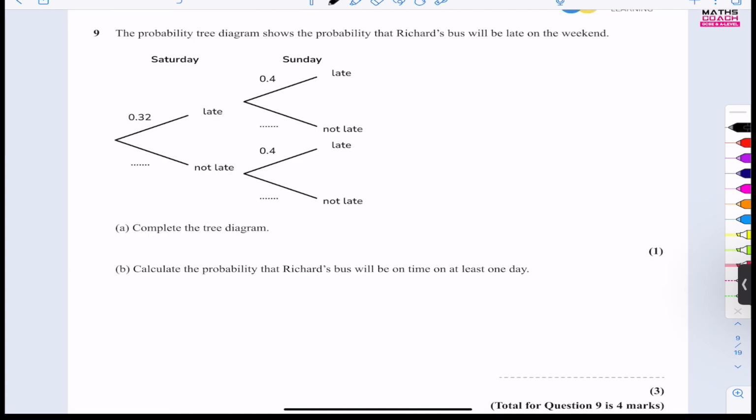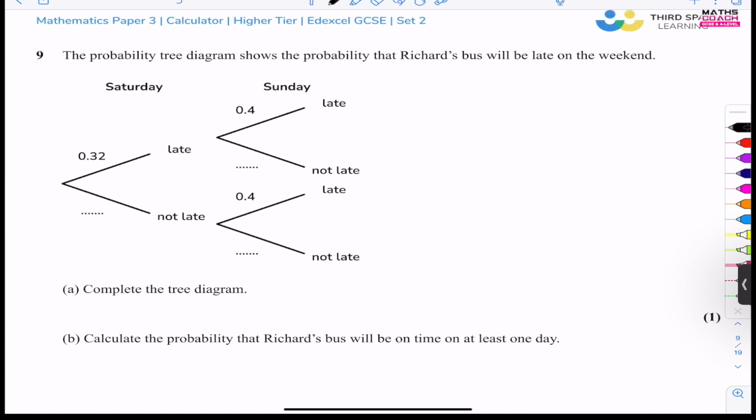Question 9. The probability tree diagram shows the probability that Richard's bus will be late on the weekend. Complete the tree diagram and calculate the probability that Richard's bus will be on time on at least one day. And this is for 4 marks. So let's go in. Now with probability branches, they all add up to 1. Okay, so that's got to add up to 1. Here, that's got to add up to 1. That's got to add up to 1.